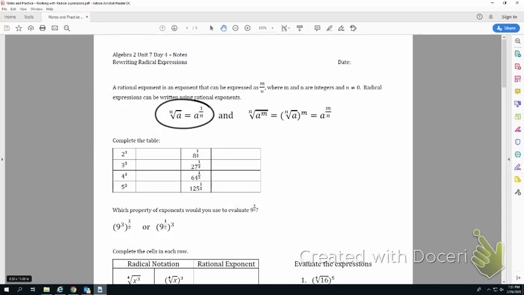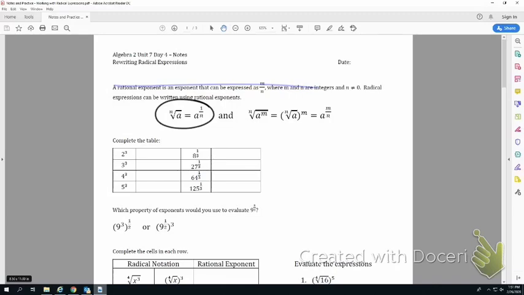Okay. Now, make sure you know what I mean whenever I say a rational expression or a radical expression. If you have a rational exponent, which it explains right there, it's an exponent that can be expressed as m over n, where m and n are integers and n cannot equal 0. All that means is you have an exponent that's a fraction. Okay? Don't overcomplicate that. Rational exponent. It's an exponent that's a fraction. That's all that means.